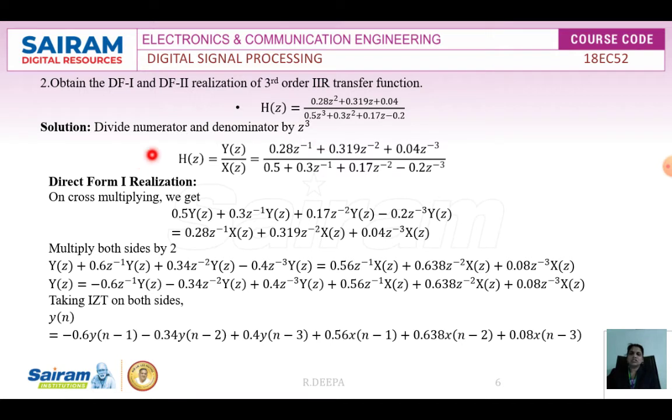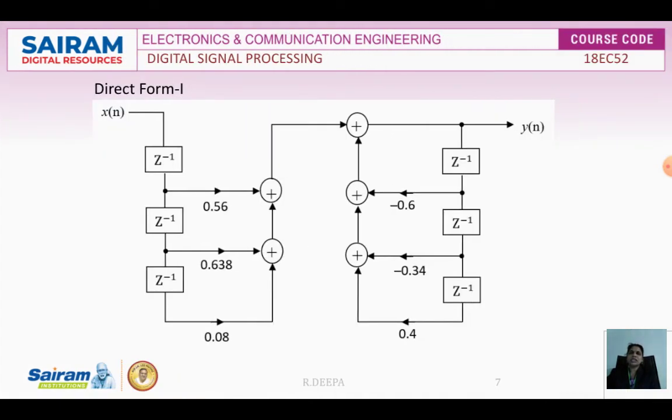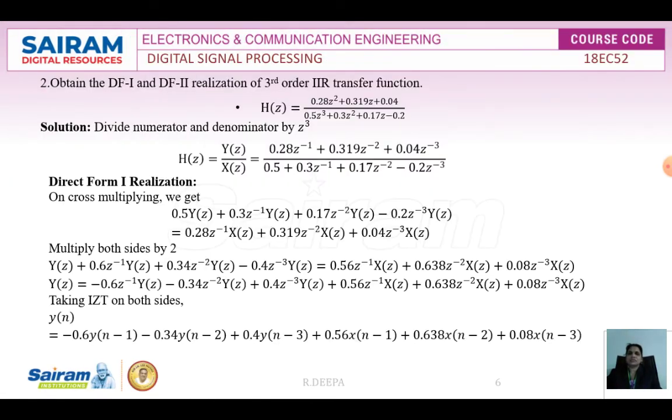So how to start with this? Any transfer function if you are planning to draw direct form 1 realization and direct form 2 realization, you have to see that the entire h of z has to be in negative powers of z. So for that just convert this positive powers of z into negative powers of z. For that you can multiply with z cube and divide by z cube. So this will be your final transfer function, which has to be in negative powers of z.